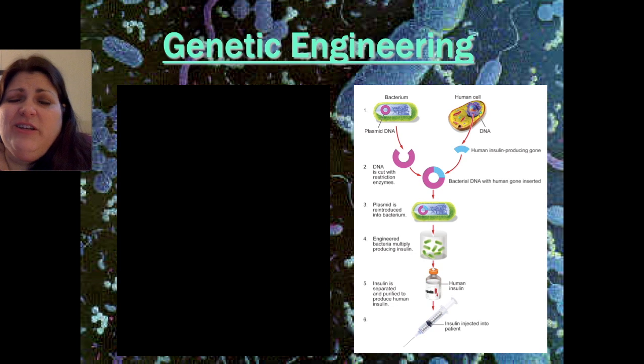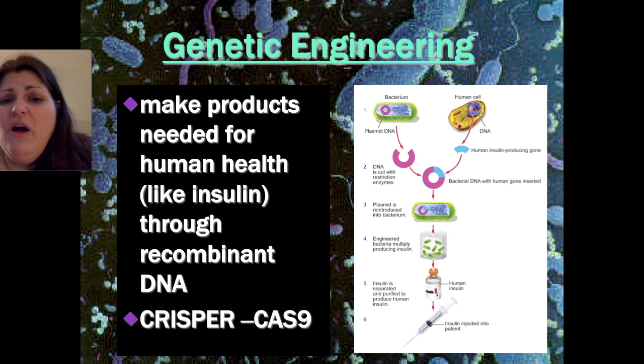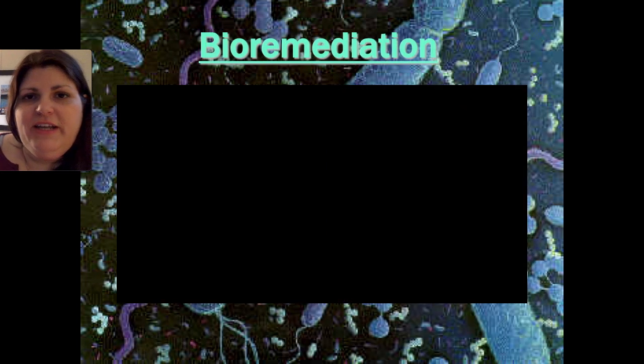We use bacteria extensively in genetic engineering, as you've already learned. So we use it to make recombinant DNA so we can make products like insulin that humans need. We use it for CRISPR-Cas9. That's how we discovered it. CRISPR-Cas9 is bacteria's defense against invaders since they don't have an immune system. So very important for genetic engineering.